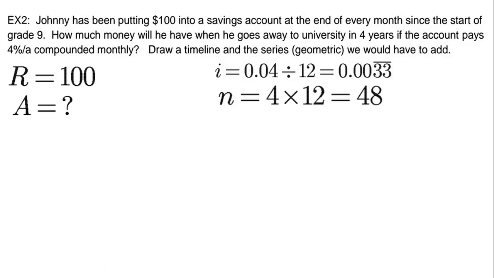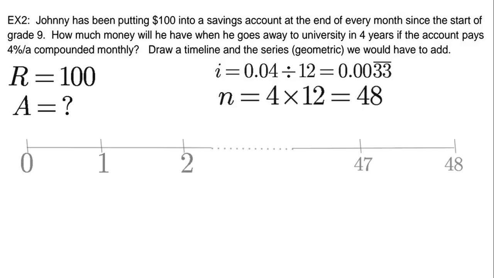So for the timeline, we don't actually want to draw 48 dashes. It looks something like this. Just draw the first 2 and the last 2. No matter how big the timeline is, it could be for 10 years, we just draw the first 2 and the last 2. And the $100 shows up at the end of every month for those 48 months.